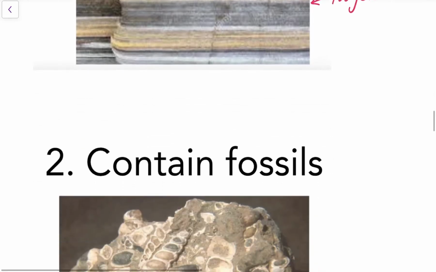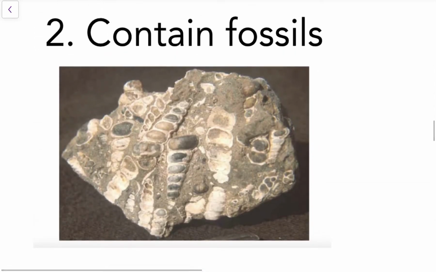Our second characteristic is that sedimentary rocks contain fossils. Remember that fossils are the remains of organisms from the past. So it could be anything from a dinosaur bone, that's our most cliche example of a fossil. But a fossil is any kind of part of a living organism. It could even just be a footprint in the rock, that could be considered a fossil.